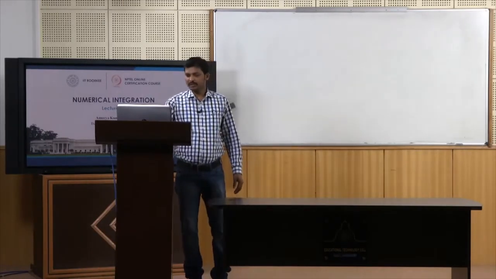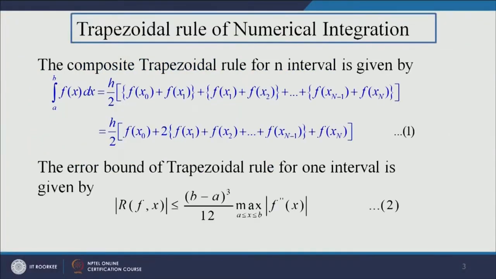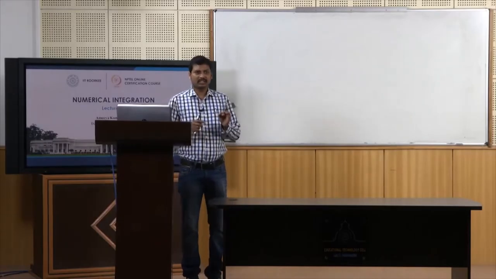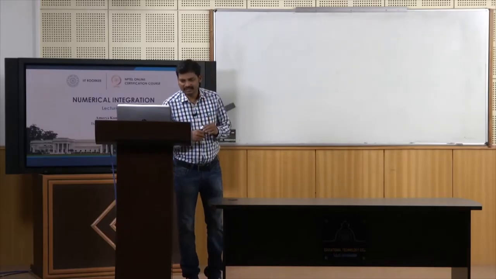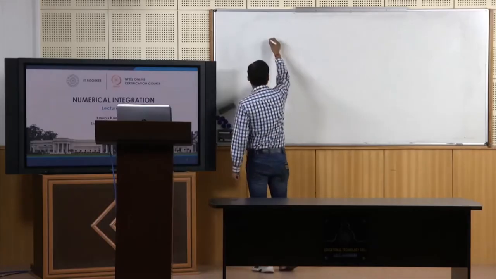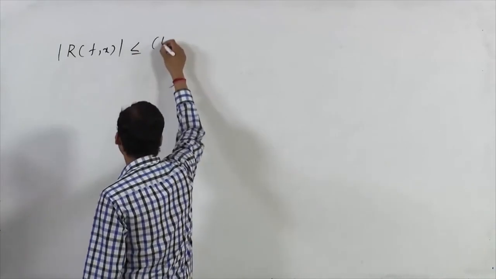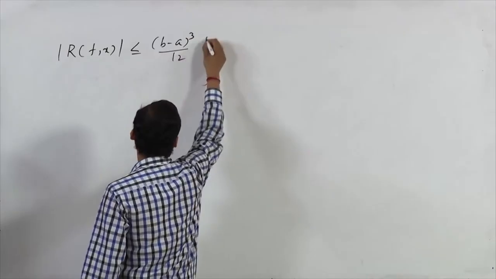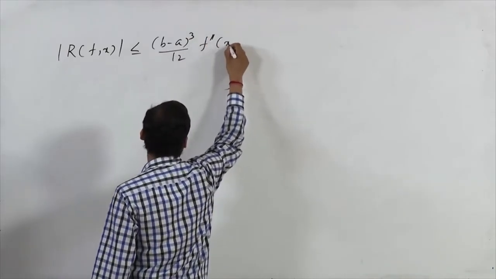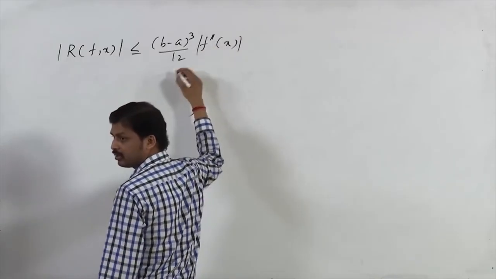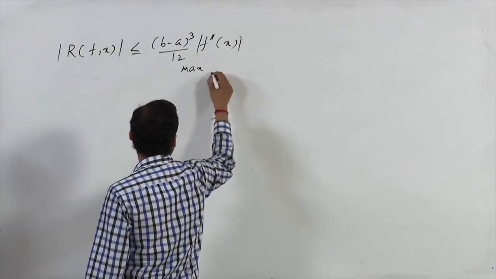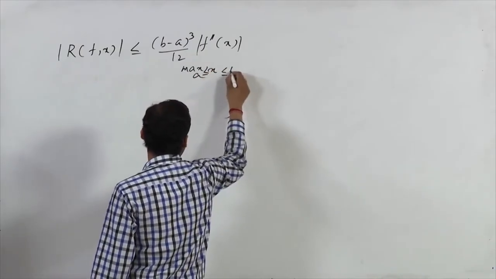In the trapezoidal rule, if we go for the error calculation, then we can write the error in this form. As I have told you, if we have only 2 points, B and A, and a single interval, then we express this error term as R of f x, which should be less than or equal to (B minus A) whole cube by 12 times the absolute value of f double dash of x, a maximum for x lying between A and B.